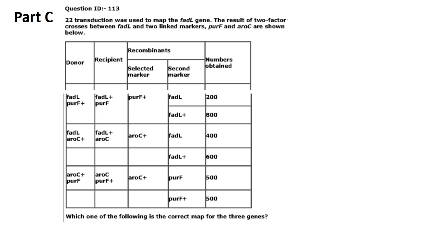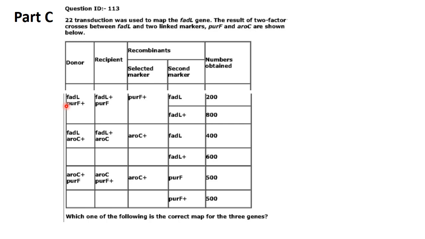P22 transduction was used to map the FADL gene. The result of the two-factor crosses between FADL and two linked markers PURF and AROC are shown below. So this is the donor, recipient, these are the markers, and these are the numbers obtained.